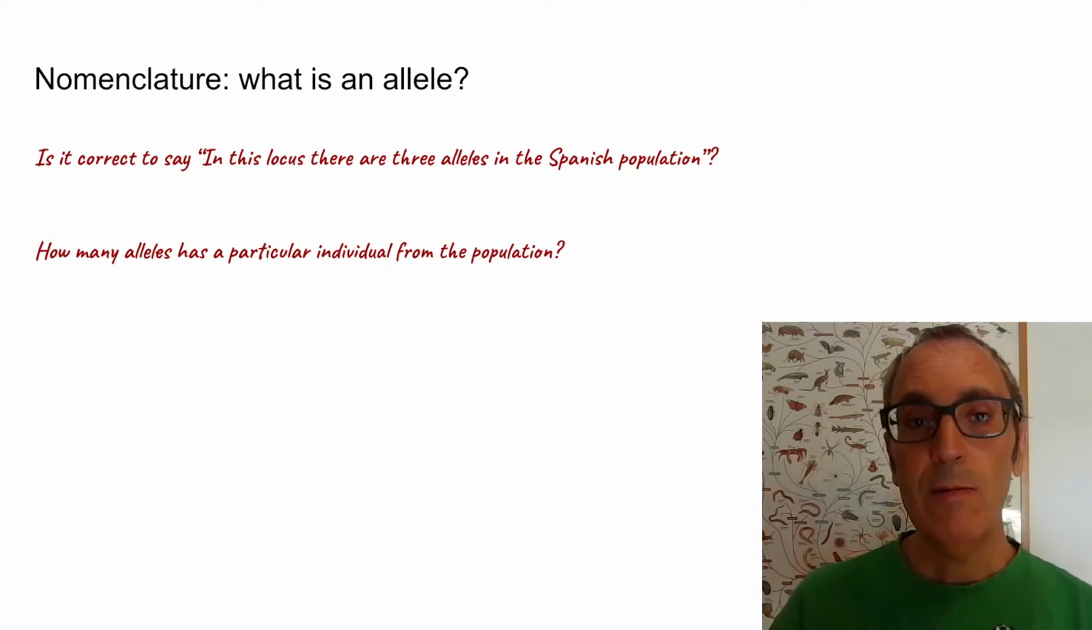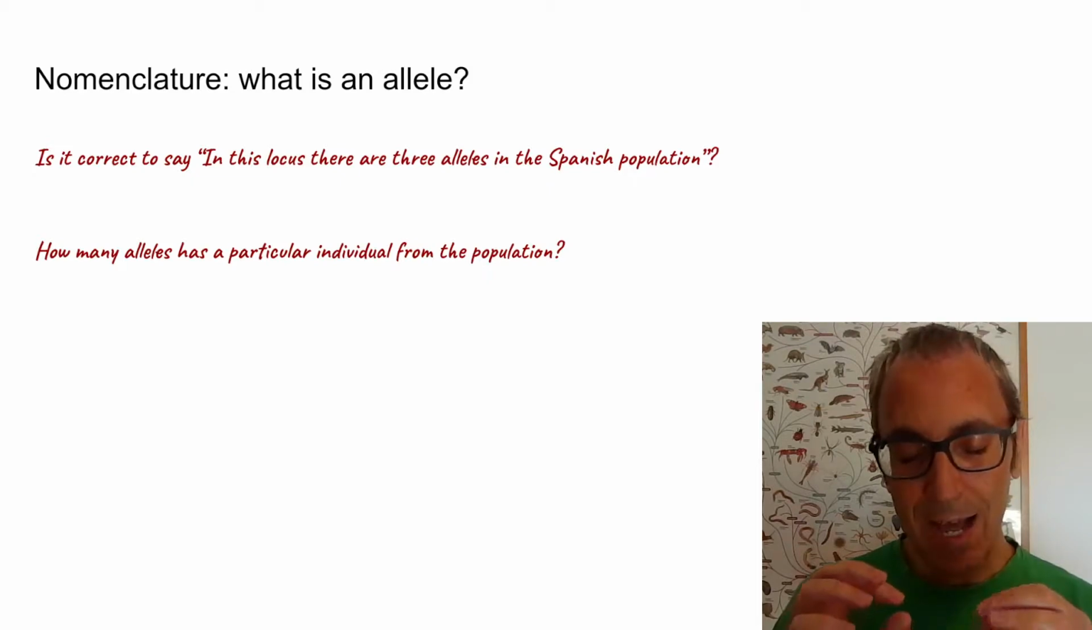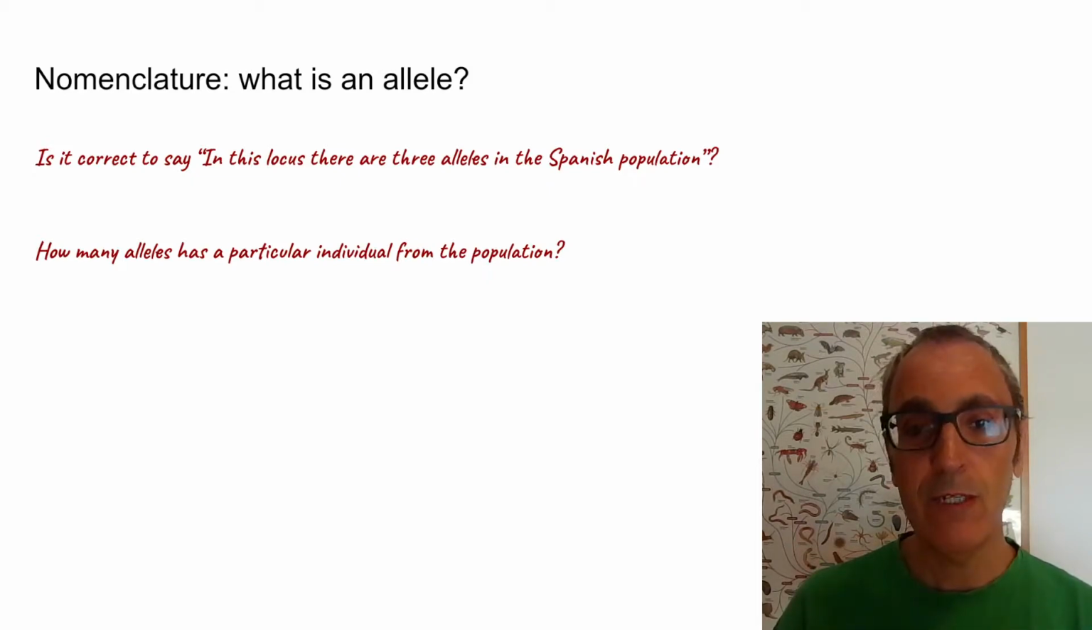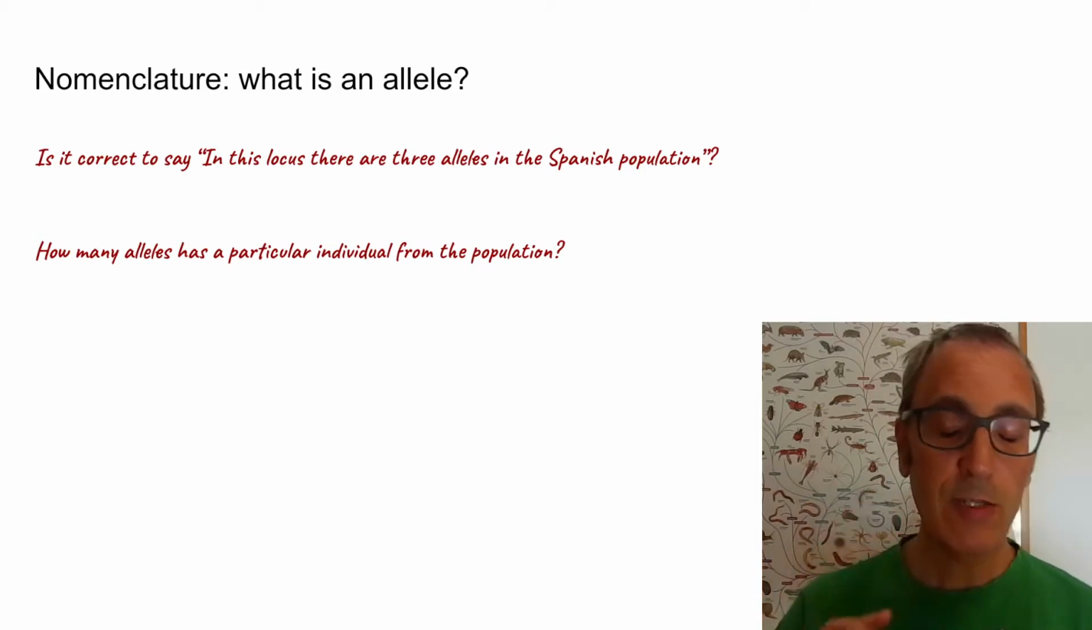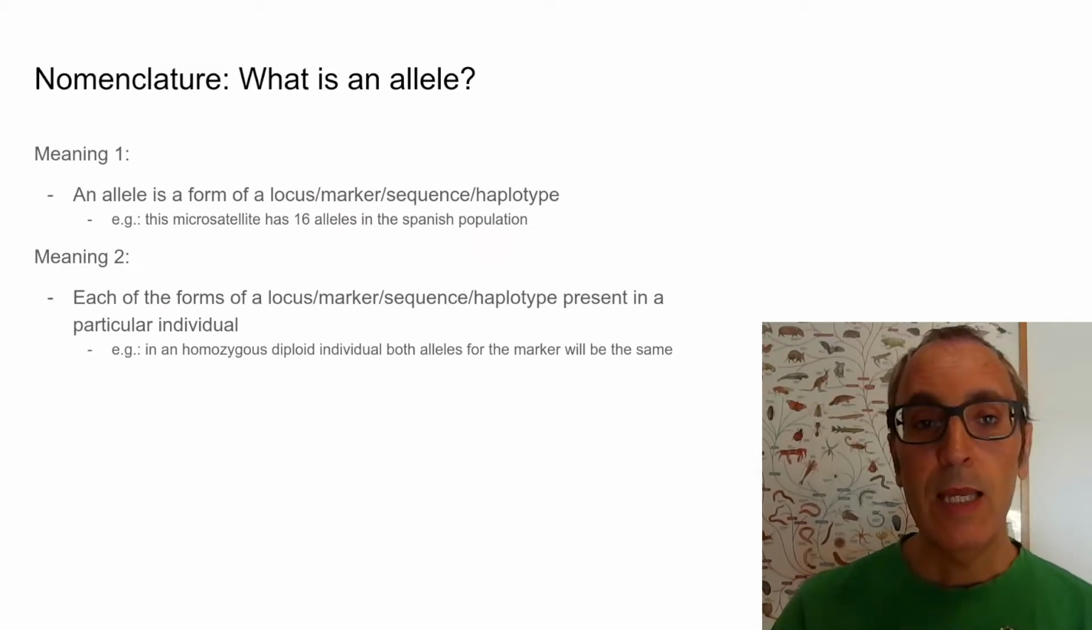This is one of the meanings, but there is another meaning, and it's the set of particular alleles that an individual has. For instance, we can say this individual from the Spanish population has 2 alleles, and both alleles are the same because it's a homozygous individual.